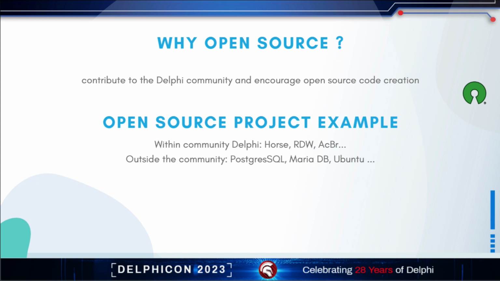Open source project examples. Within the Delphi community, we have Horse, RESTRequest4Delphi, ACBr, as we call it in Brazil. ACBr is a popular Brazilian component widely used for commercial automation. Outside the community, we have PostgreSQL, MariaDB, and Ubuntu, and other Linux distributions, among other projects.